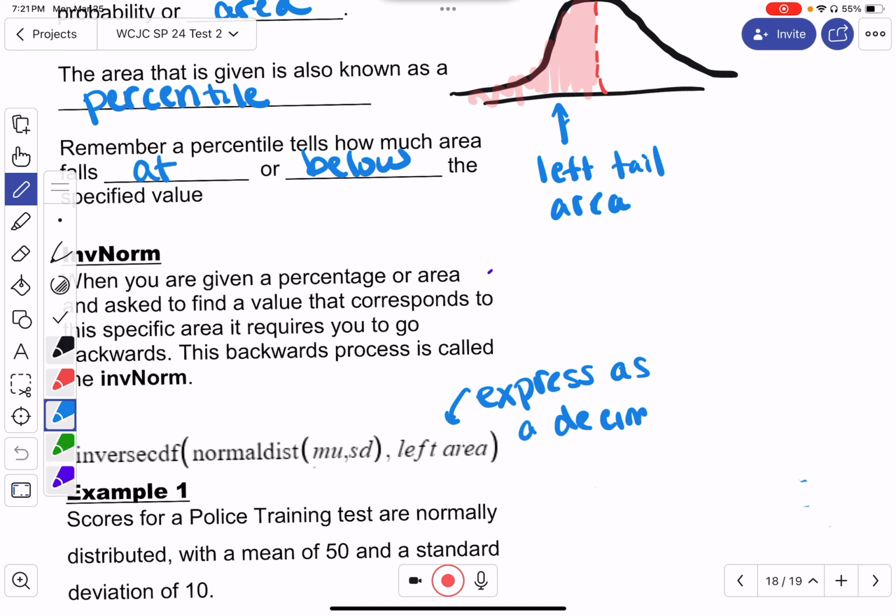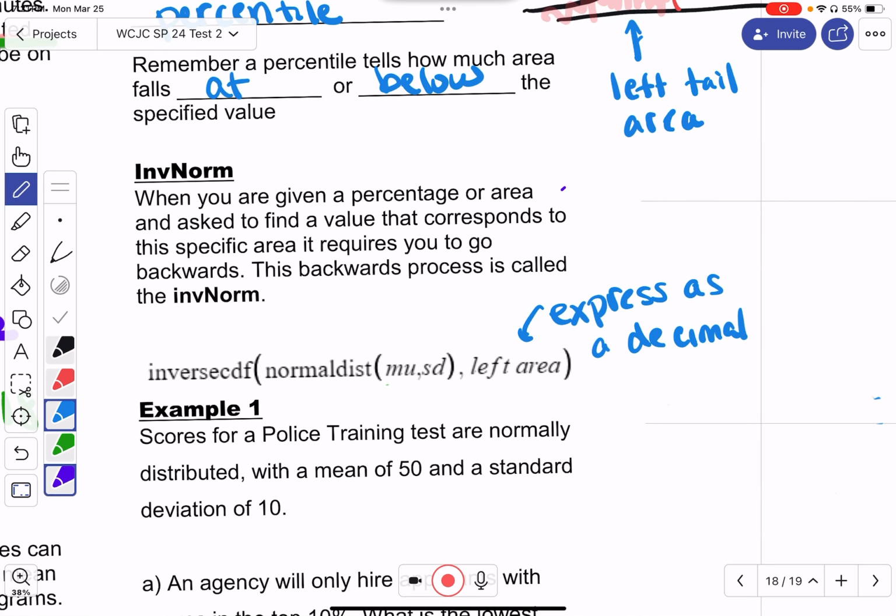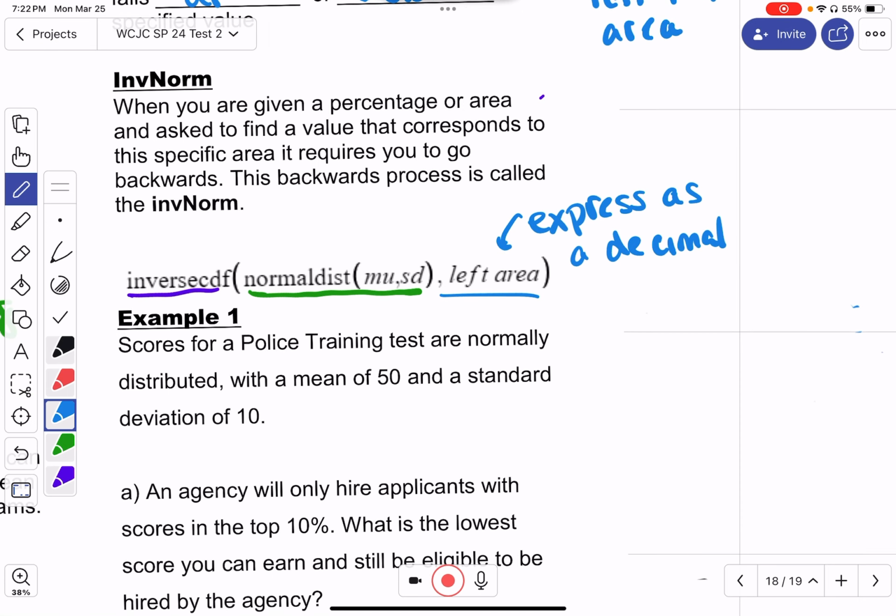So here's how this works. We're going to use a new function called the inverse. The inverse means go backwards. We're going to put in it the normal parameters that we normally have, and then we're going to have this left tail area.